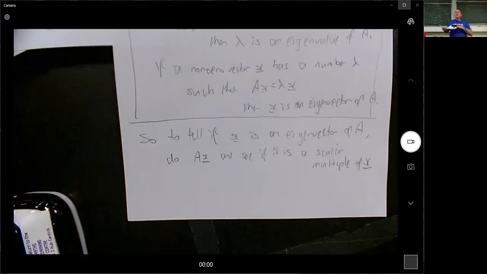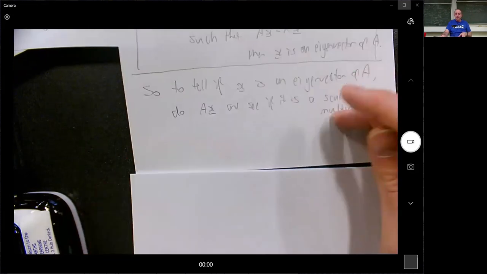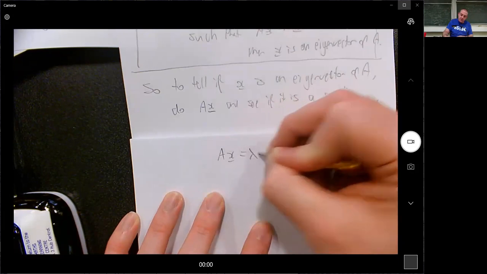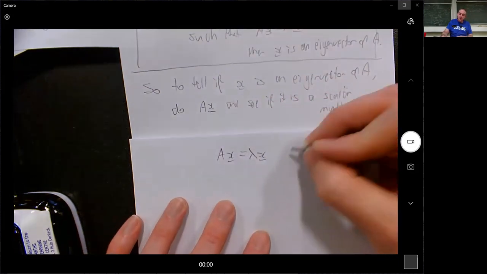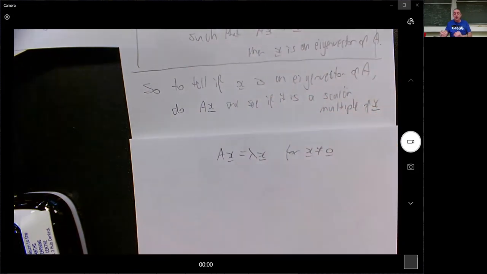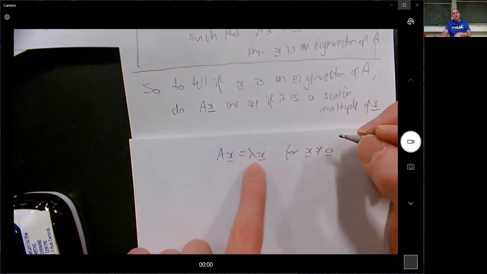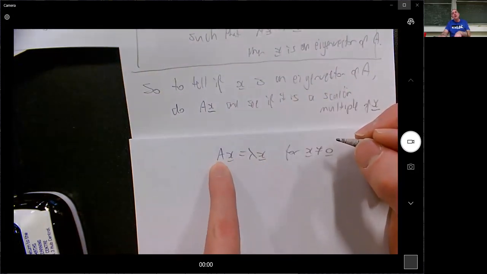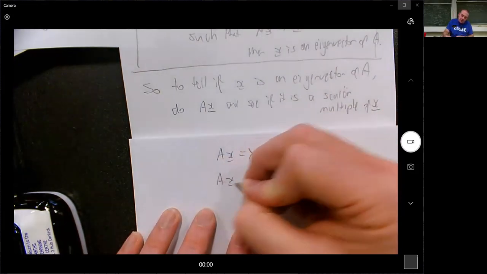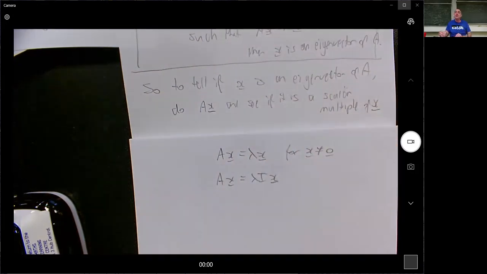So here's how to tell. Just some ideas. If Ax is equal to lambda x, for x not being 0, but the lambda is allowed to be 0, by the way, then this is a tricky equation, because on this side I've got a matrix times a vector, and on this side I've got a number times a vector. So it would be a lot easier if they were both matrices. So I'm going to do this. That makes it easier. Chuck an identity matrix in.